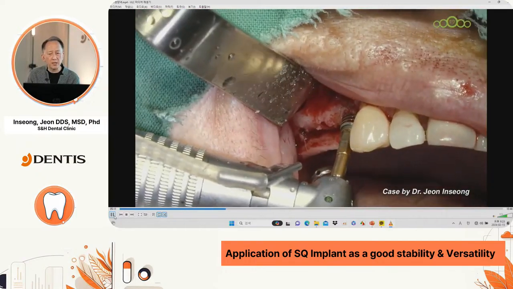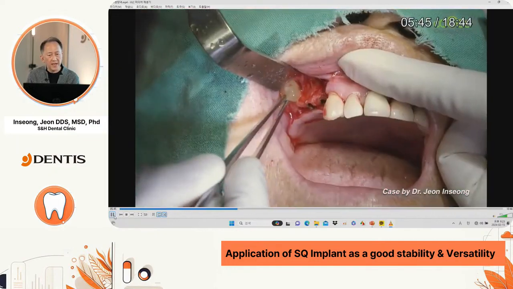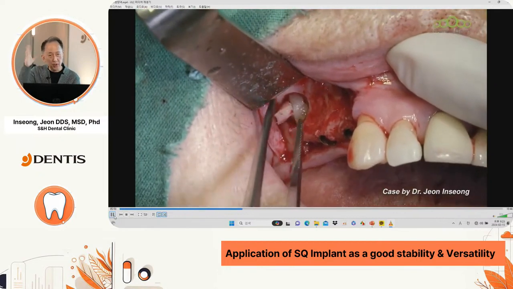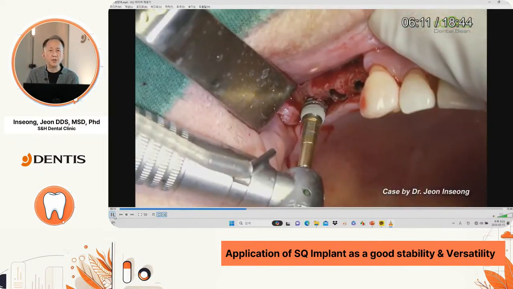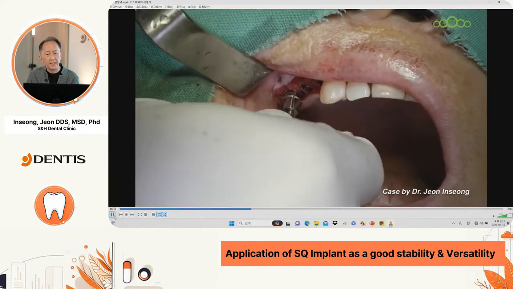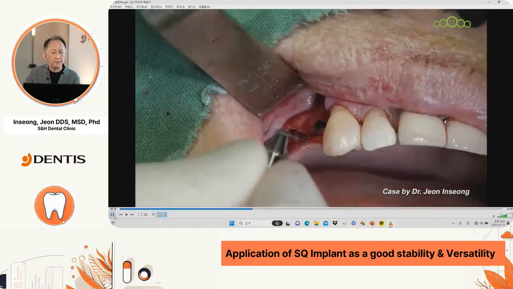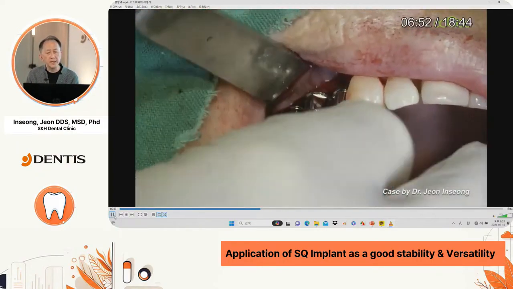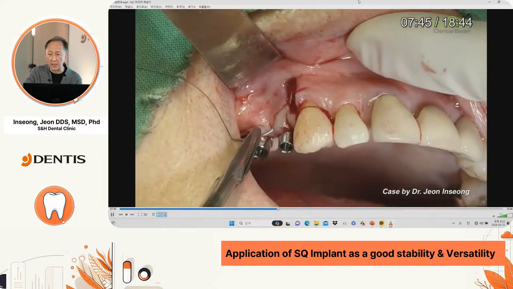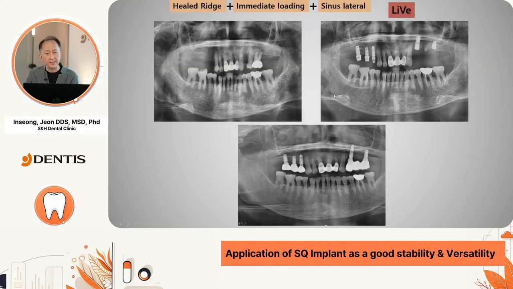The first SQ implant, 4.0. Second SQ implant, 4.5. Final implant, 5.0 here. So I place 3 SQ implants, 4.0, 4.5, 5.0 here. This is the final one, the 5.0 SQ implant here. And then with 3 implants, initial stability is good. Okay, ready-made abutment, coupled abutment placement, and then abutment level impression, and then immediate loading is okay here. So at this time, I tried immediate loading on the upper right side here.